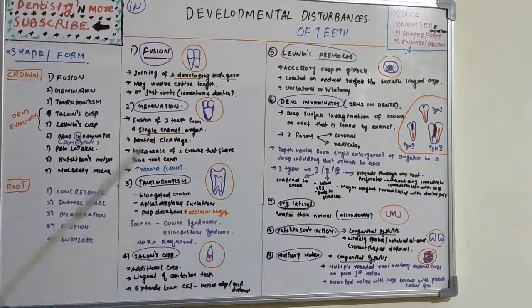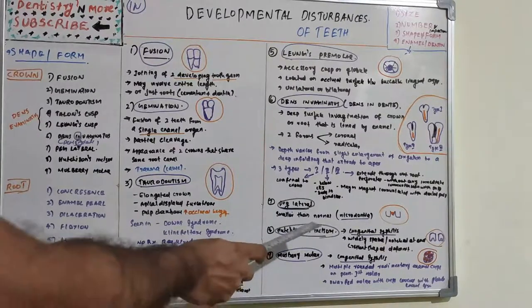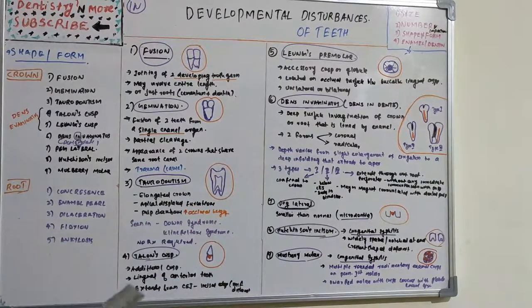Peg lateral, which is a converged lateral. Hutchinson's incisors, notched crescent shaped incisors. Mulberry molars, there will be enamel globules that give it a mulberry appearance, which are seen in congenital syphilis.